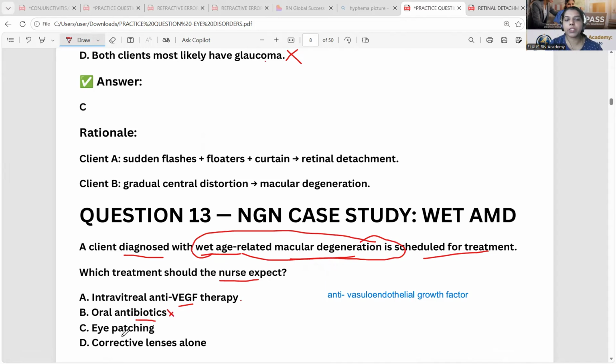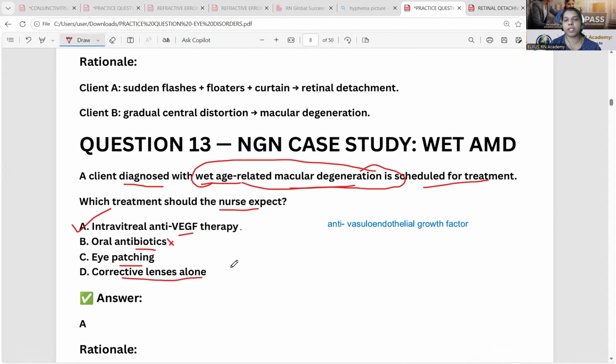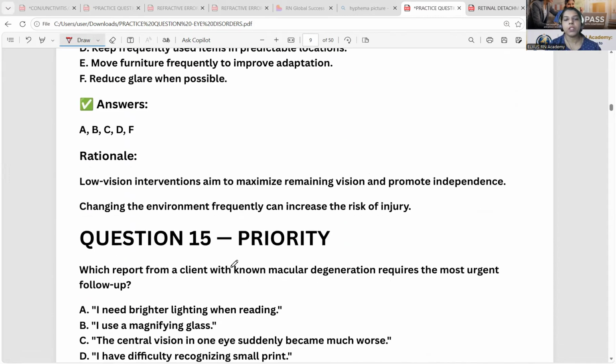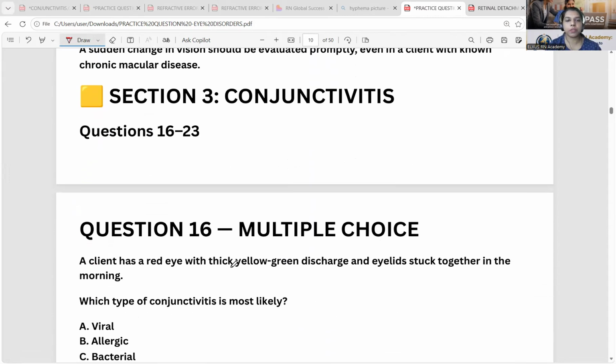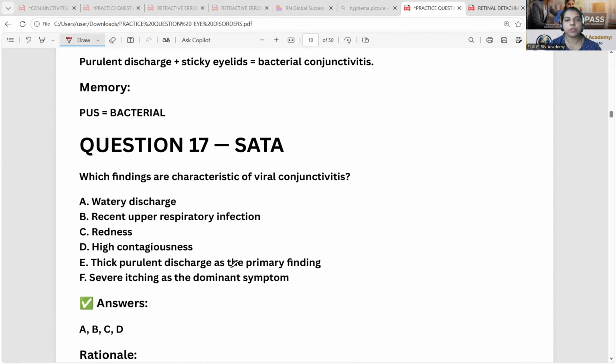Then eye patching is not necessary for macular degeneration. Corrective lenses alone will not work for macular degeneration. So what is the treatment of choice for wet macular degeneration? Intravitreal anti-vascular endothelial growth factor can be the treatment of choice for wet age-related macular degeneration. Okay, so hope you understood about this.